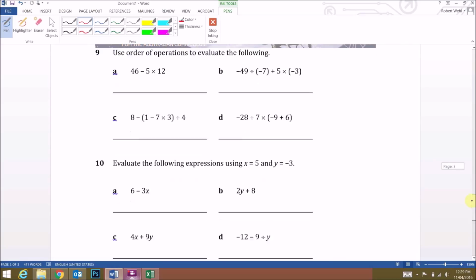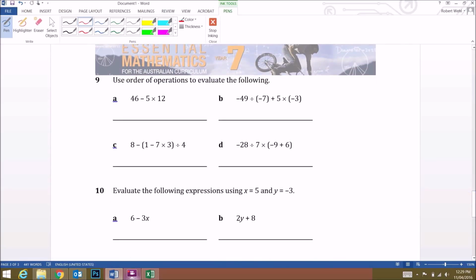And last but not least, some order of operations. So this one here, we've got two operations, which means we need to do this one first. So 5 times 12 is 60. They're both positives. So we're left with 46 take away 60, and 46 take away 60 is -14.